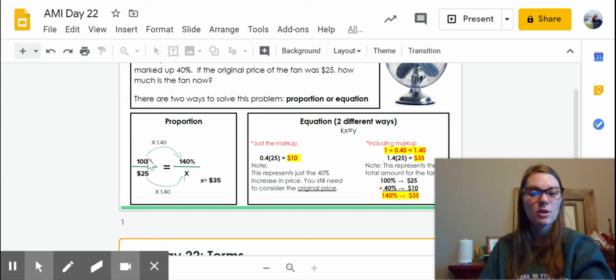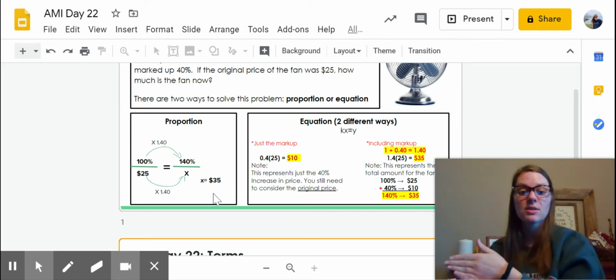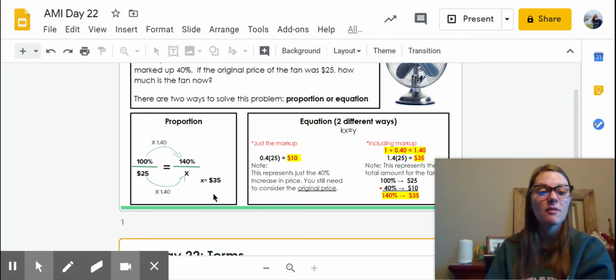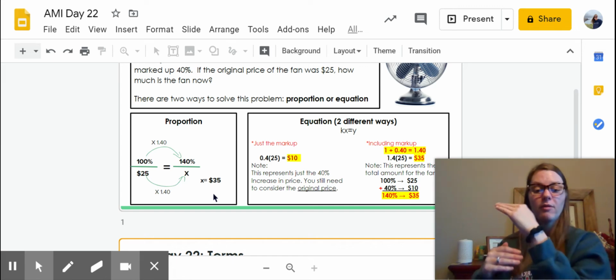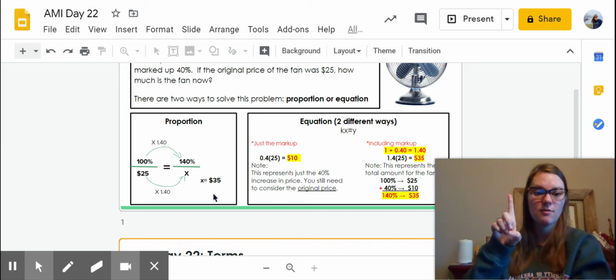To get from 100% to 140%, we multiply by 1.4, or 1 4/10. So 100 times 1 4/10 equals 140%. Does everybody see that? Well, we need to multiply by the same thing down here. So $25 times 1.4 is going to get you your x. In this case, $25 times 1.4 equals $35. So now they are selling the fan for $35, and that's 40% marked up from their original price. That's the first way to do this.